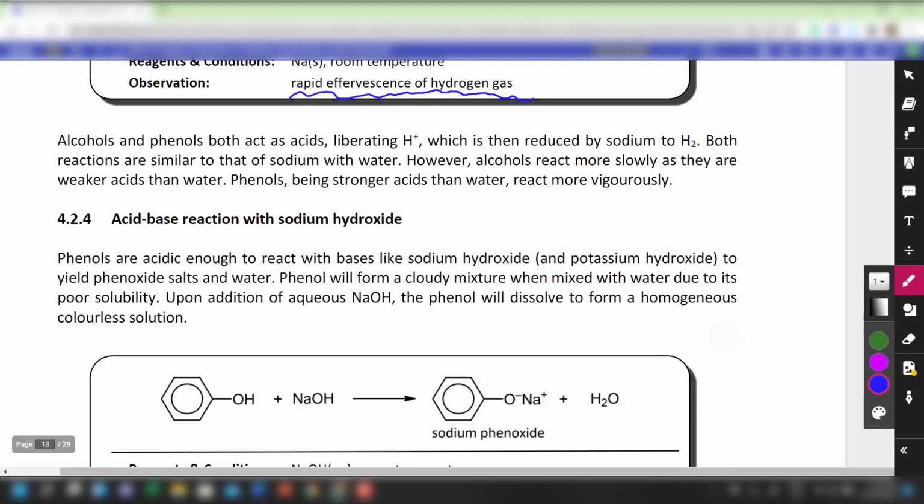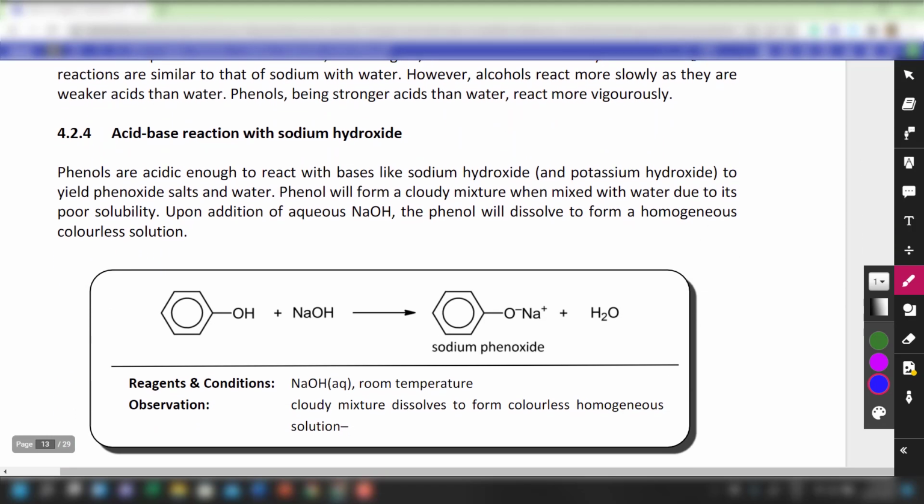Then next, we'll be discussing acid-base reaction with sodium hydroxide. Phenol is acidic enough to react with bases such as sodium hydroxide or potassium hydroxide. Usually we can use the aqueous version, meaning aqueous sodium hydroxide or aqueous potassium hydroxide. Occasionally we can also use solid sodium hydroxide and solid potassium hydroxide. Sometimes it might be better.